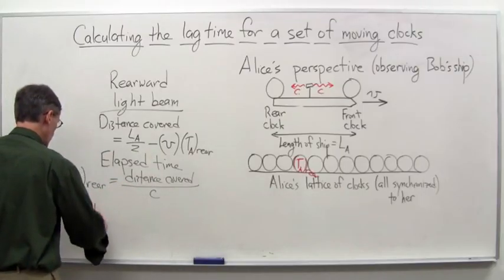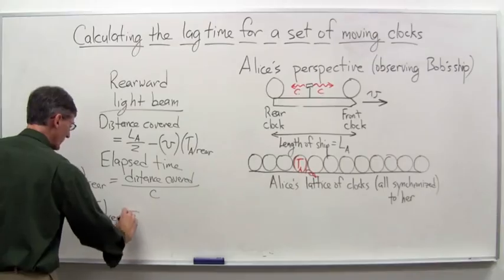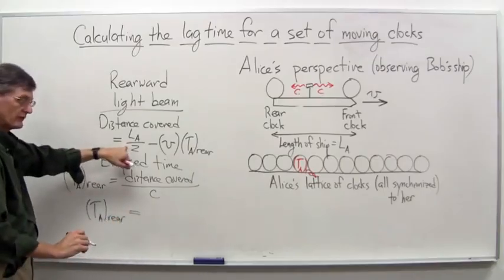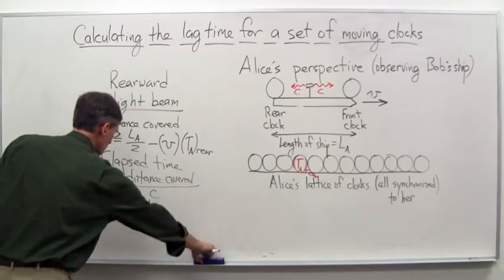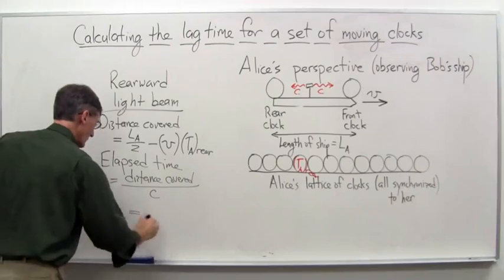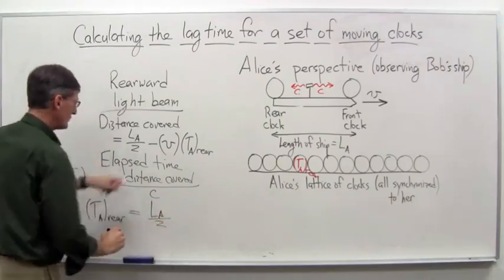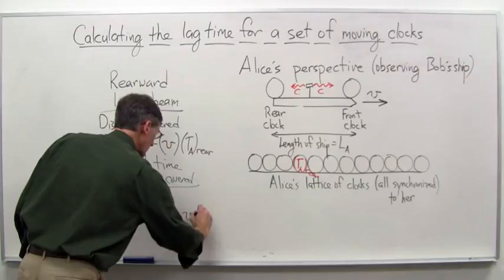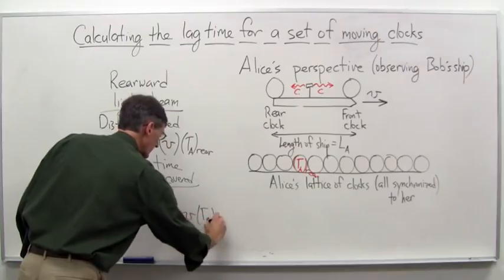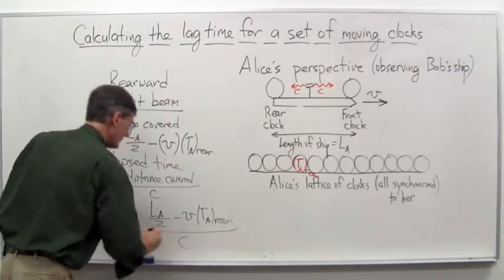Distance covered is simply this. So here's what we get, an equation that says this. We say TA, the value on Alice's clock, is this distance covered here. So it's L sub A, I'll make this a little bit bigger here, LA over 2 minus V times T sub A rear, all over C.